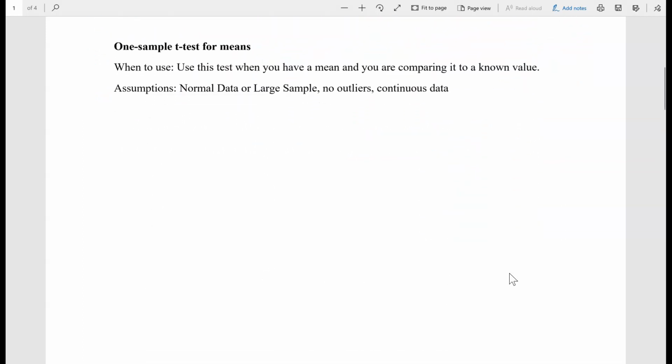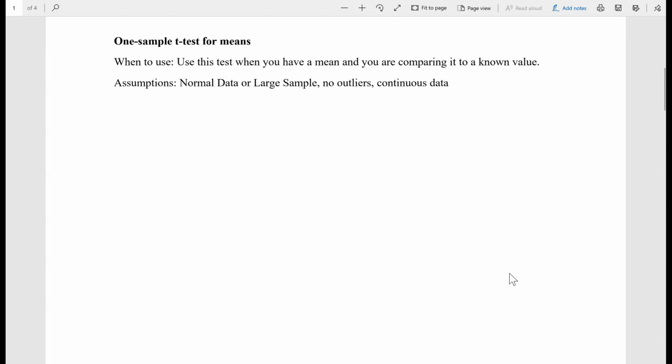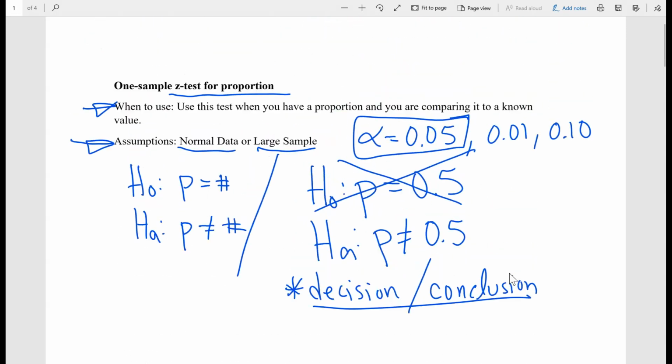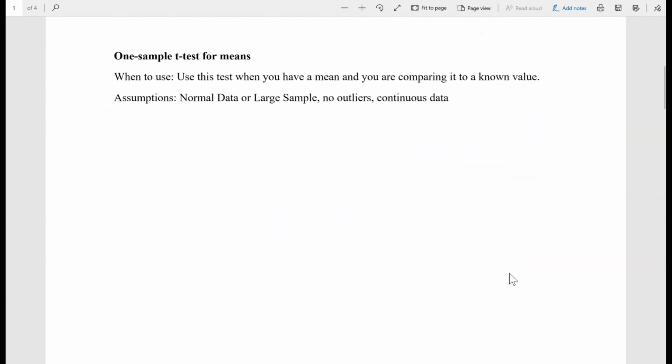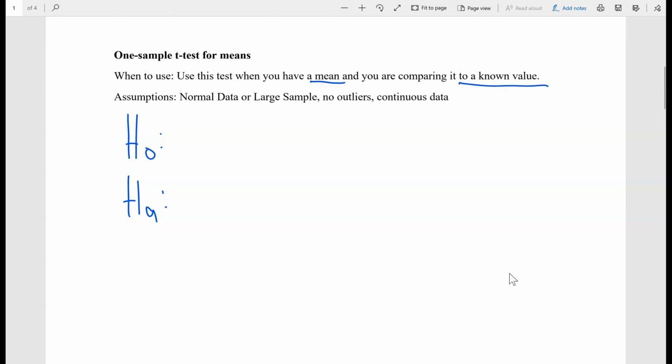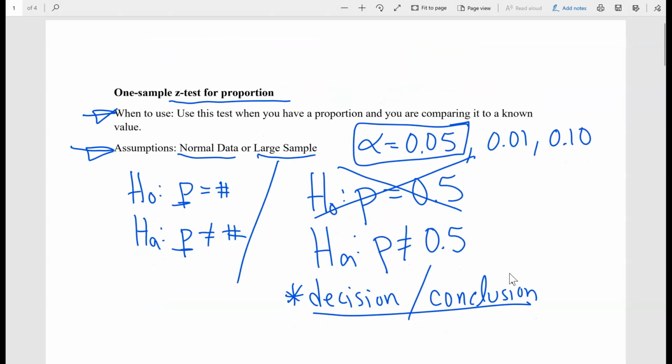Okay, and then the next one that I'm gonna do on the same video is gonna be the one sample t-test for means. Okay, so here the way that we did it with proportions was, well, we had a p. Well, imagine that the t-test is gonna be with mu. Okay, so we're gonna have our null, and we're also gonna have the alternative. And here what we're doing is that we're using this test when you have a mean and you're comparing it to a known value. Whereas before it was a proportion and you're comparing it to a known value.